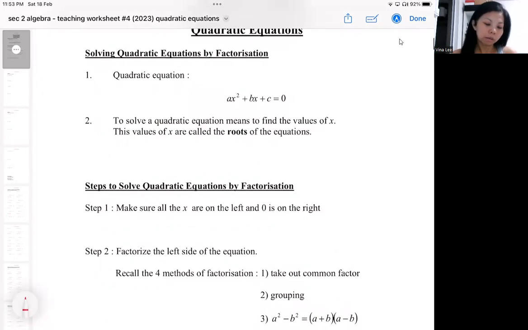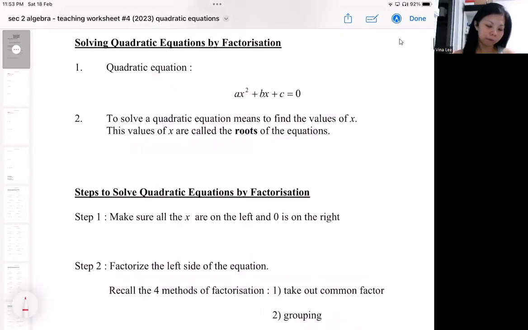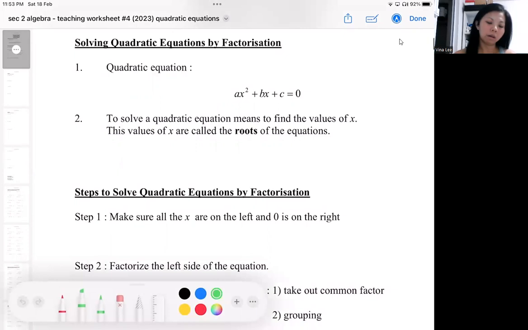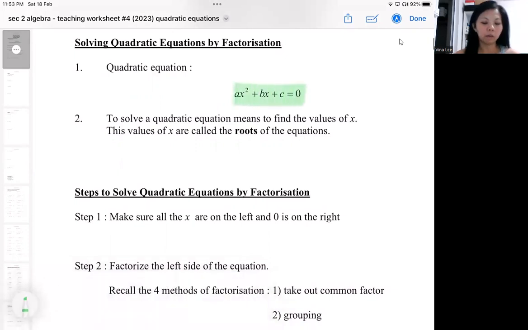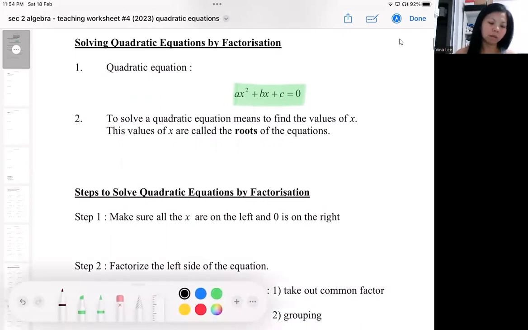So we will be dealing with the general format of a quadratic equation. You may be thinking, what do you mean by general format? Later on, when you go to upper set, there will be other formats of quadratic equation. So the format that we are dealing with is called the general format.